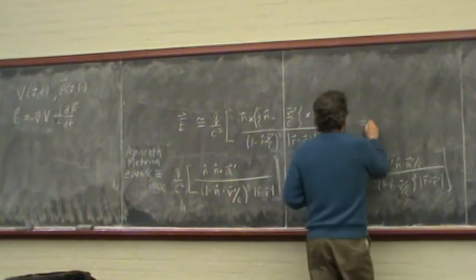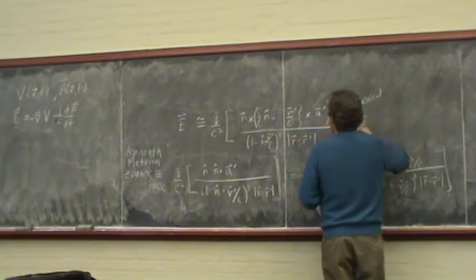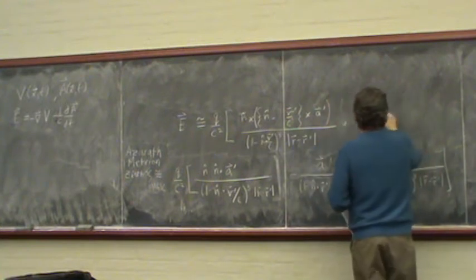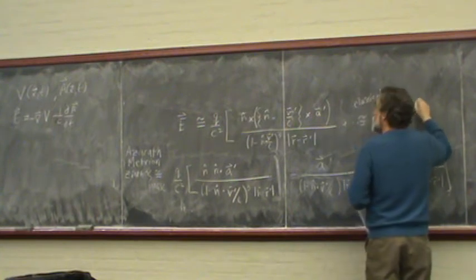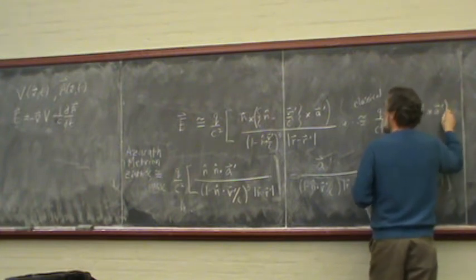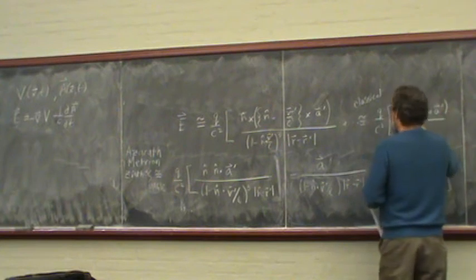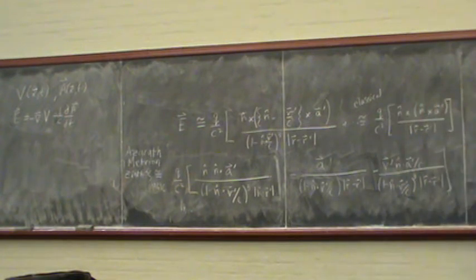So for classical, now I have an approximation. I've got Q over c squared, n cross n cross a prime, divided by R minus R prime. Yes, I like that one. Okay.